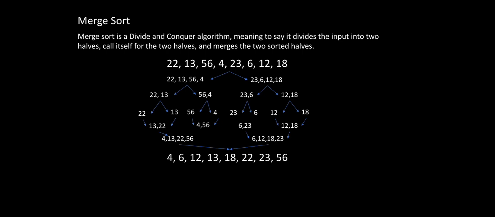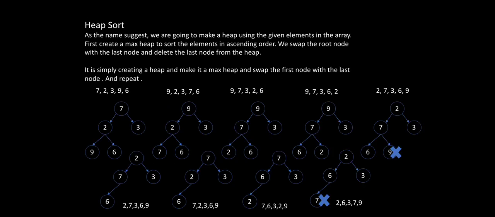Move on, we have the merge sort. Merge sort is a divide and conquer algorithm, meaning to say it divides the array into two halves, calls itself for the two halves, and merges the two sorted halves. So it divides until the size is 1.